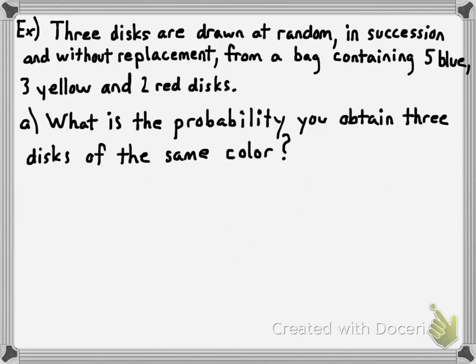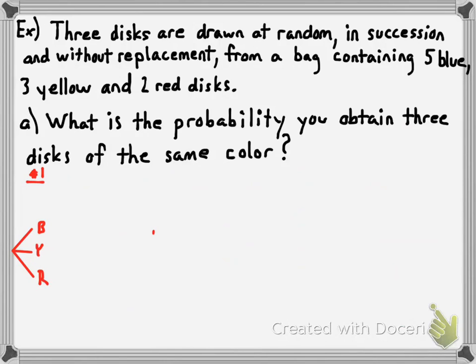All right, our tree diagram is going to look different this time because of 2 things. There are 3 discs that we're drawing, and there are 3 different possible outcomes for what each of those discs can be. This is going to look like a really big tree diagram because it is kind of a big tree diagram. For the first disc, you can have blue, yellow, or red, correct?